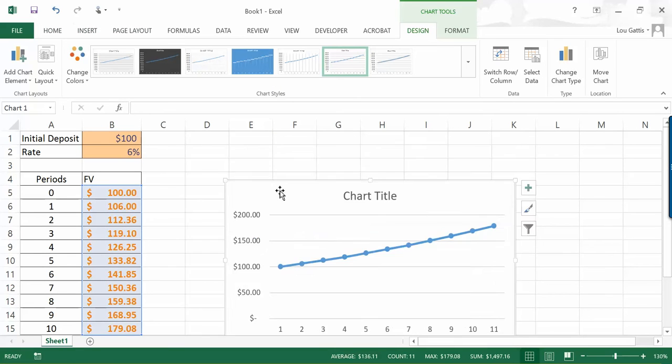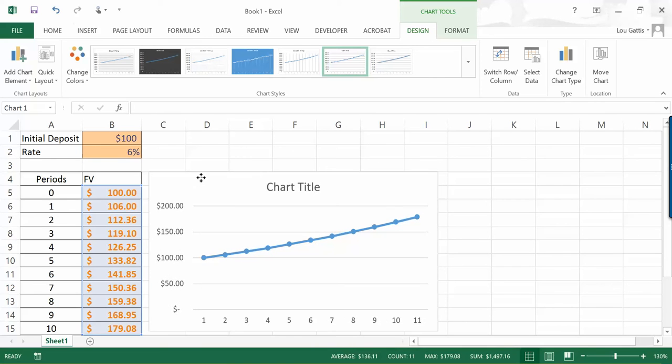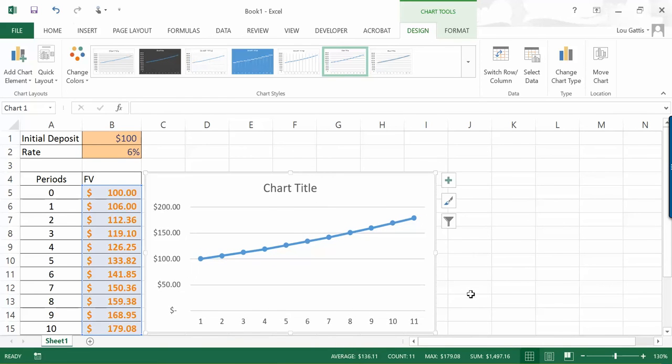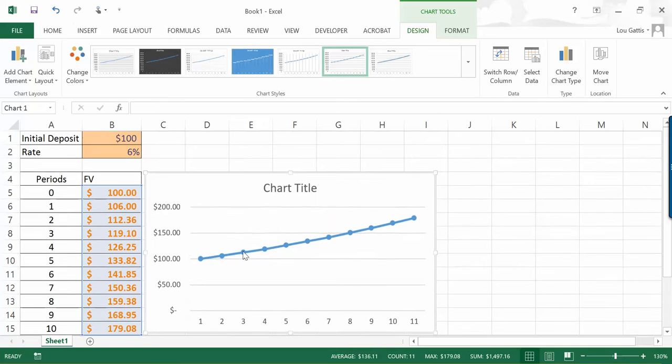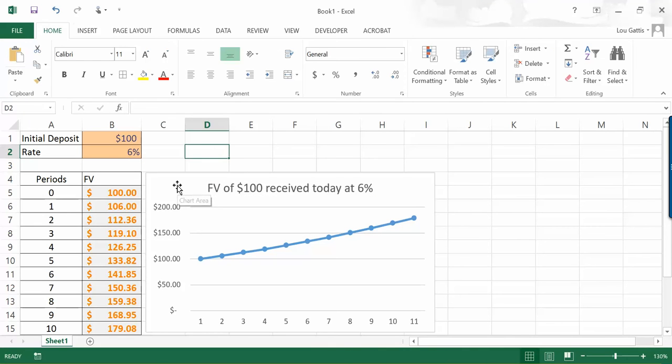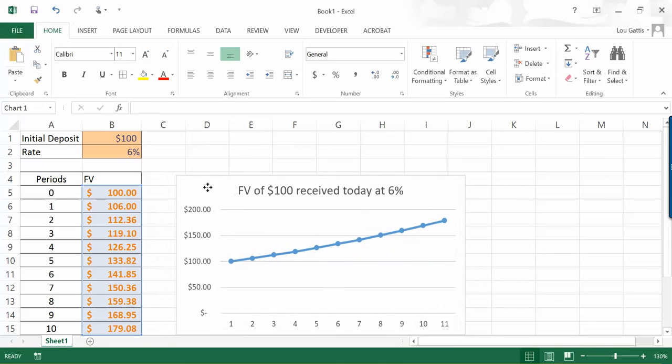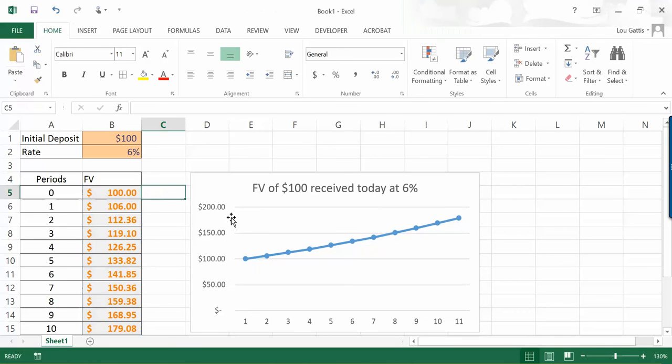So now I have a graph of the future value of $100 invested today for 1 through 10 years. And I can change the title by clicking on there, and I can say the future value of $100 received today at 6%. Now I could have used Excel's FV function. So I could have typed an Excel function called FV. So I'll type in FV.